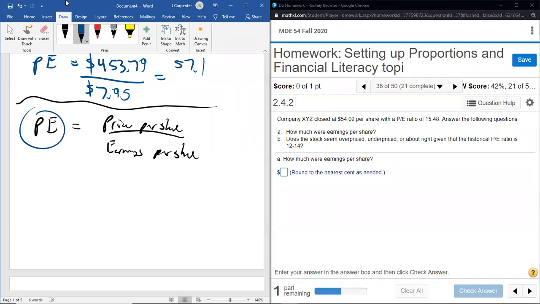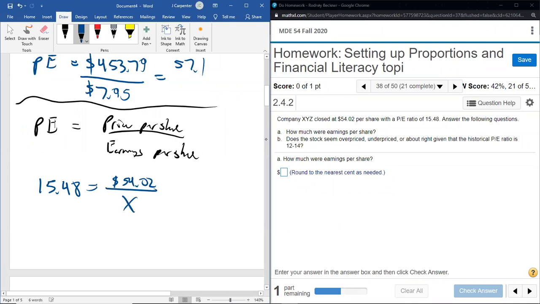That again is the left number, so that's where the 15.48 goes. How do I know that's where it goes? Because I read and I paid attention and I put the pieces of the puzzle where they go. Circle goes in the circle, square goes in the square. So 15.48 is the left side. All right, price per share, we also knew it was the $54.02. It was the earnings per share that was the unknown, that's the X.